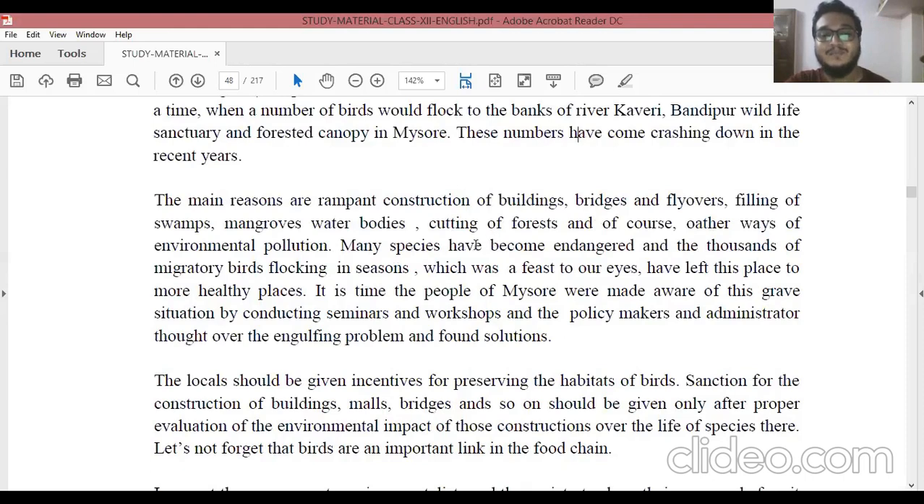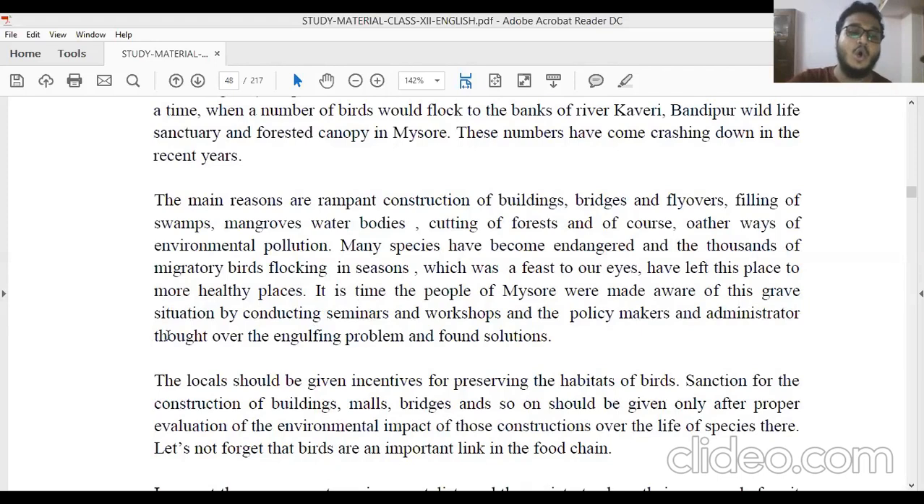Many species have become endangered, and thousands of migratory birds flocking in seasons, which was a feast to our eyes, have left this place for healthier places. It is time the people of Mysore were made aware of this grave situation by conducting seminars and workshops, and policymakers and administrators thought over the engulfing problem and found a solution.